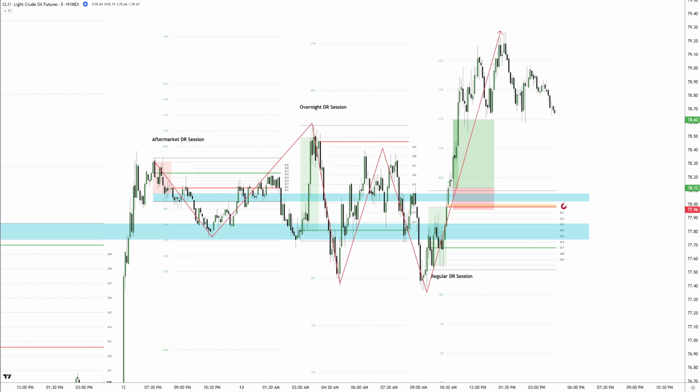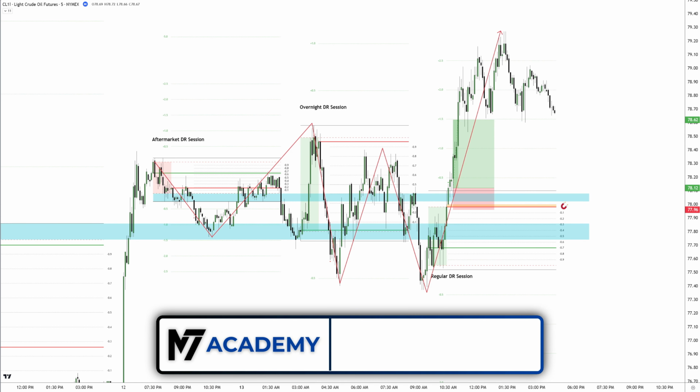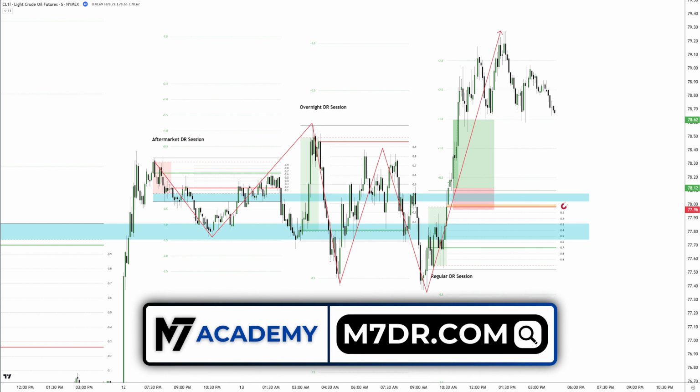This session showcased how identifying DR basic characteristics early, such as the overnight DR taking out both sides of the aftermarket DR session, can set the stage for a highly profitable day. By connecting the dots and preparing accordingly, you're able to turn what could seem like chaos into structured, actionable opportunities.